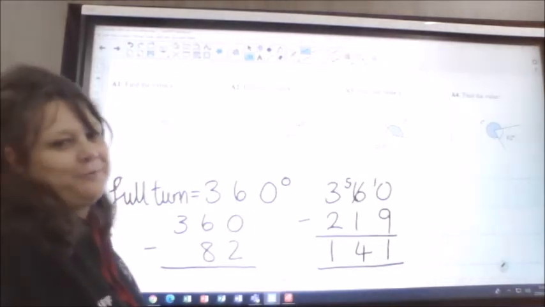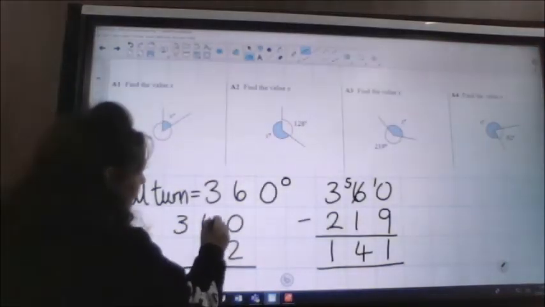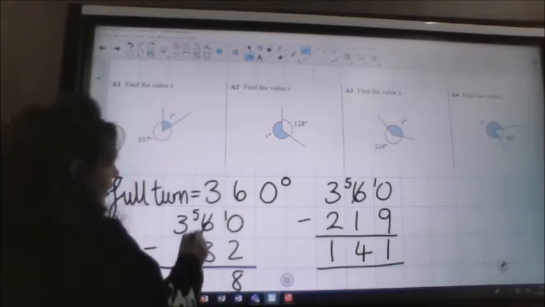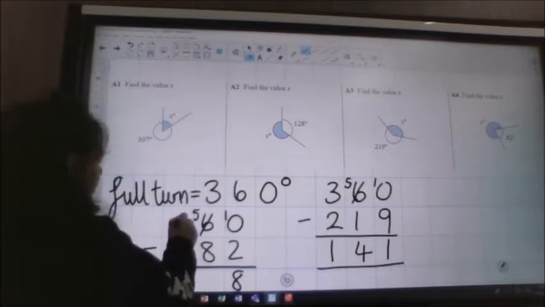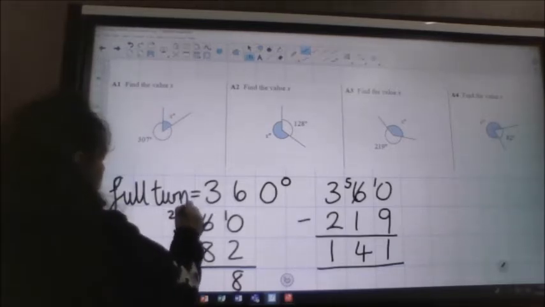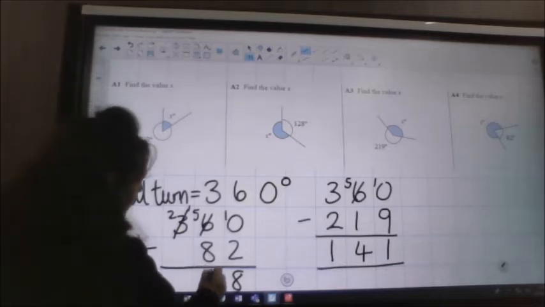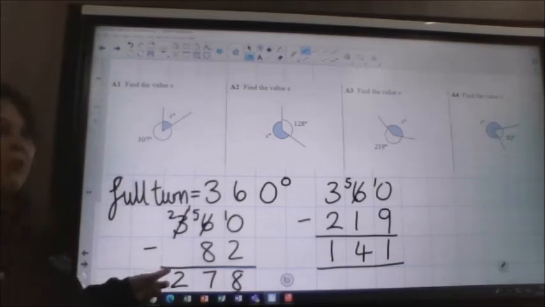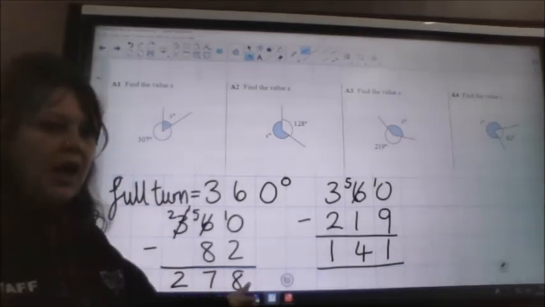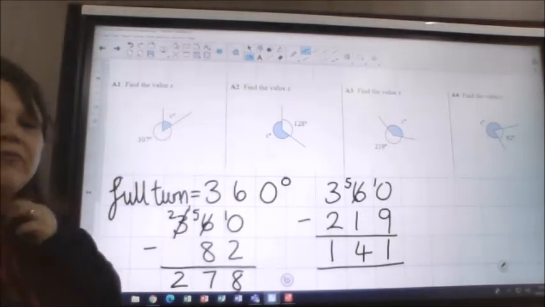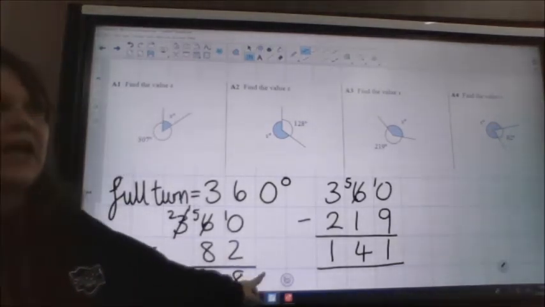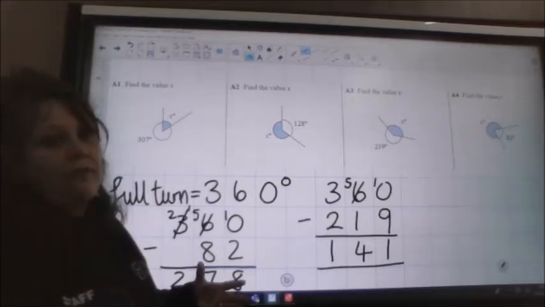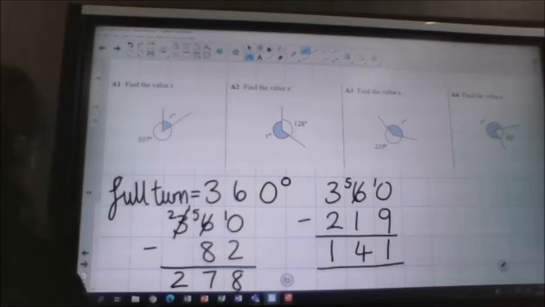Okay, year 6, how did you do? So 0 take away 2, can't do, so go next door. 10 take away 2 is 8. 5 take away 8, I can't do it, so I'm going next door and I'm going to borrow. So 15 take away 8 now is 7. And 2 left there, 2 take away 0 is 2. So my missing value was 278 degrees. Hopefully you're feeling confident having gone through those ones. So let's have a look at what you're going to do.